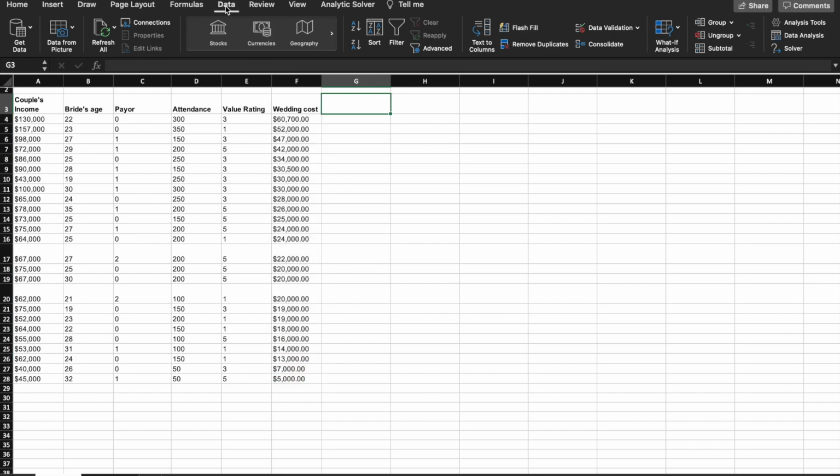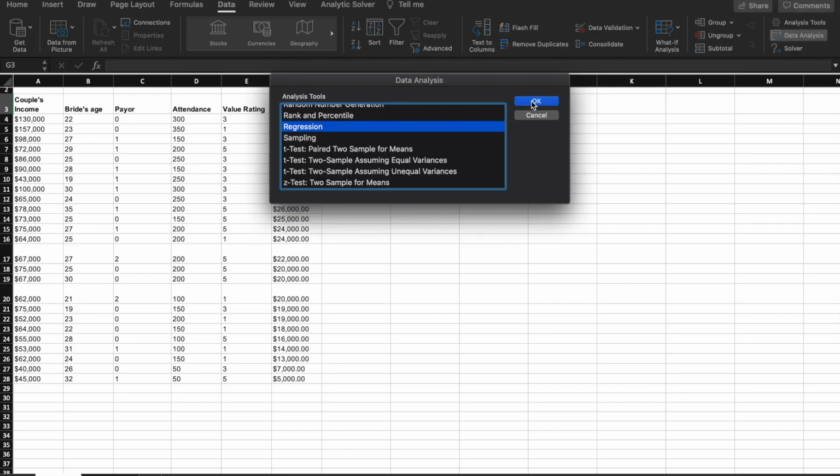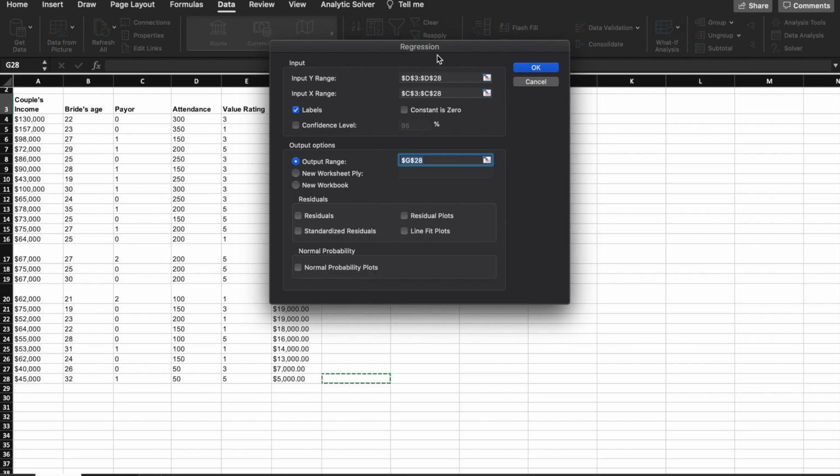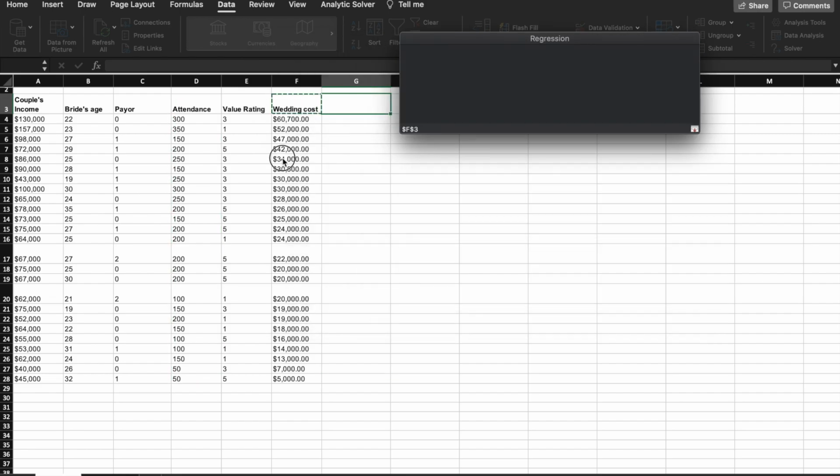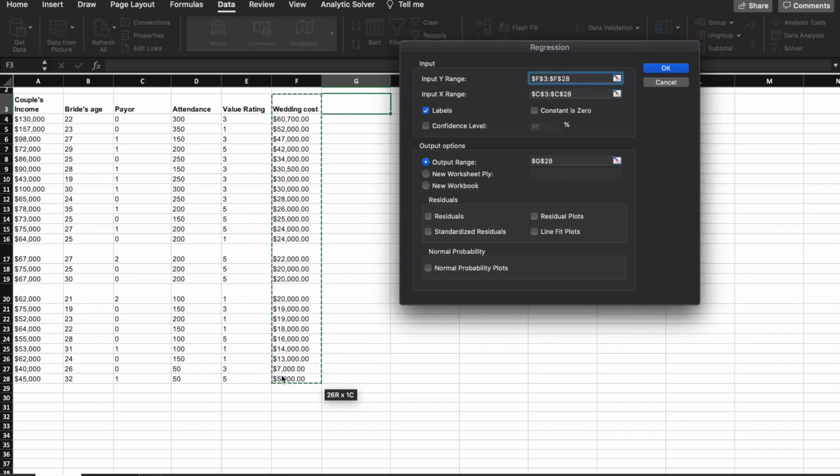So we can go to data analysis, and we want to make sure you have the data analysis tool pack to access this feature. And I click on it, there is regression here. The Y range is going to be the wedding costs, because this is what we're trying to predict. And our independent variables, or the predictors, are all of these values here.